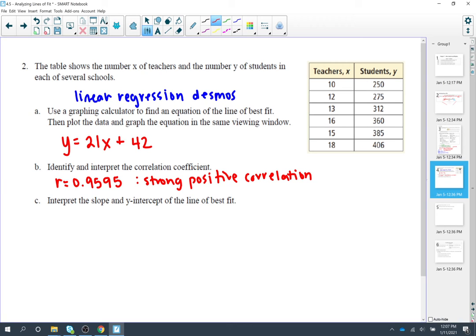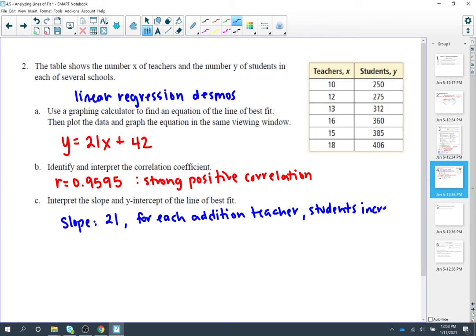And then part C, interpret the slope and y-intercept of the line of best fit. So I'm going to start with slope is 21, which tells me for each additional teacher, students increase by 21. Or you could say that the other way, there's 21 new students for each new teacher.